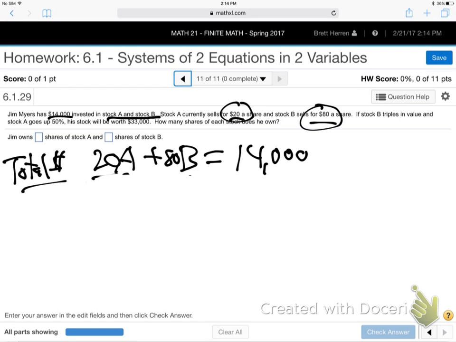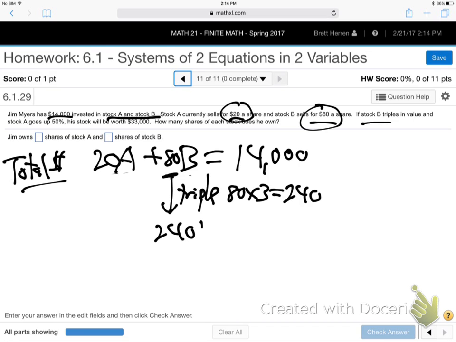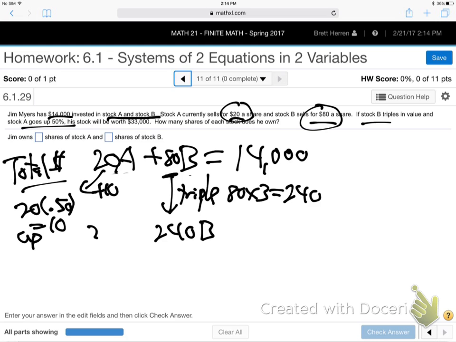Okay, that's one equation. Now remember, with two letters, how many equations do I need? Two. You always got to have a match. I need one more equation. What's the other one? Well, it's this tricky stuff in here. Stock B triples in value. So stock B is worth what now? Triple 80, 80 times 3, right? 240. Stock B goes up to $240 a share. Stock A goes up 50%, so take stock A, multiply by 0.50. That'll be $10, and it goes up by $10. So add 10, so that means $30 a share for stock A.